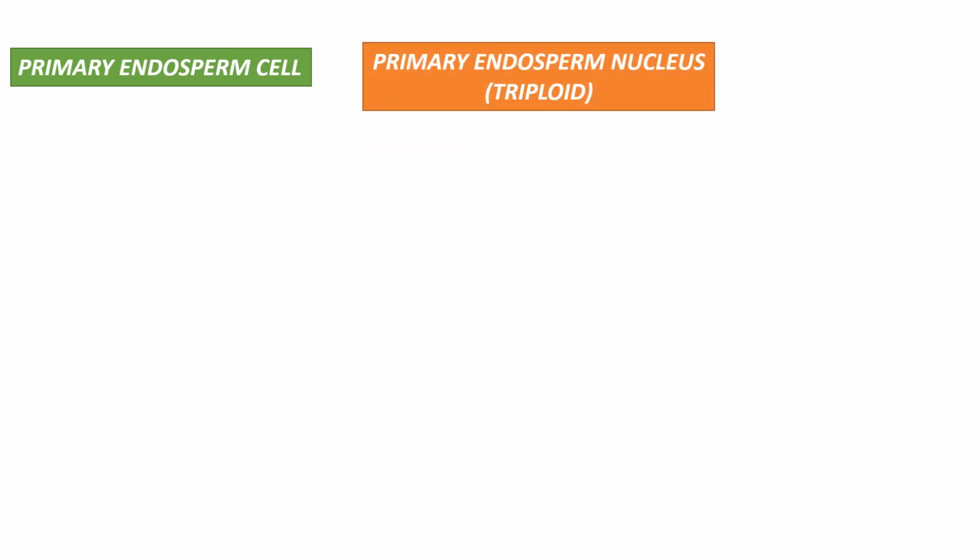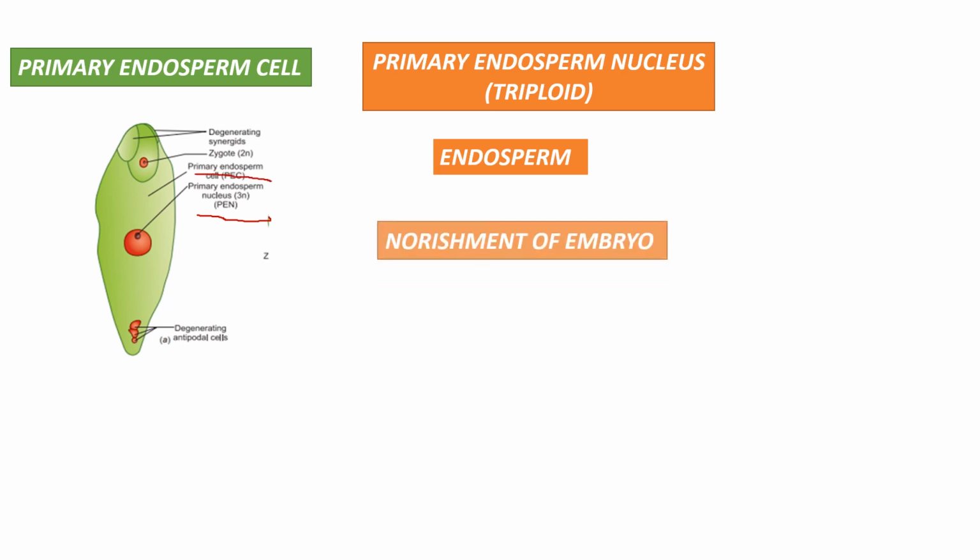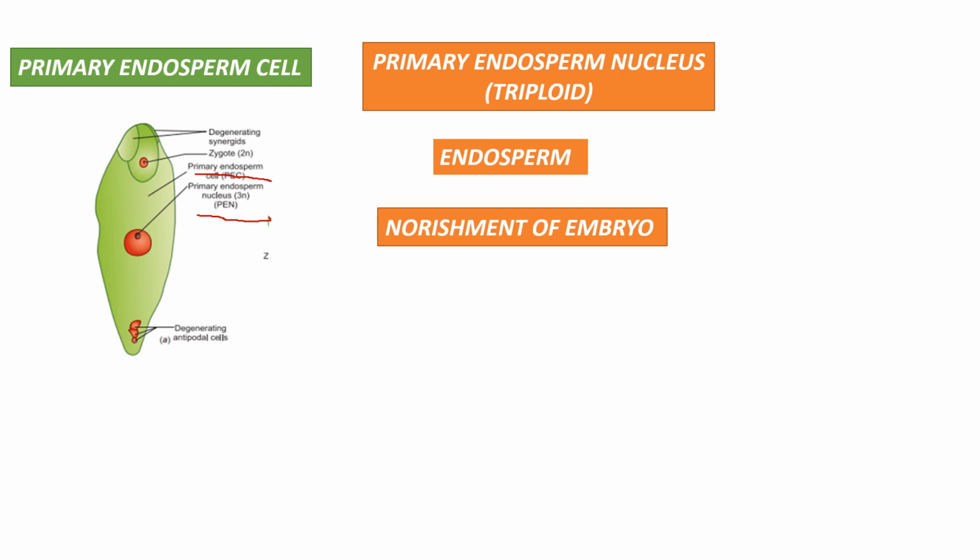Primary endosperm cell. This is the result of second fertilization. It is formed when the second male gamete, which is haploid, fuses with the central cell, which is diploid, and produces the primary endosperm cell, which is triploid in condition. It has primary endosperm nucleus, which is triploid. In the later stages of development, the primary endosperm cell develops into endosperm. In this image, this is the primary endosperm nucleus and this is the primary endosperm cell. It helps in nourishment of the embryo.